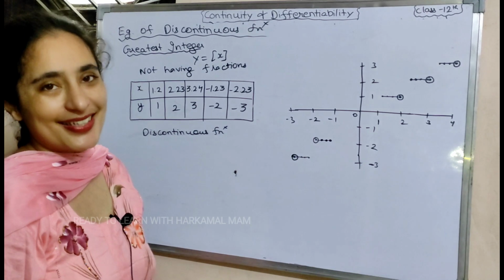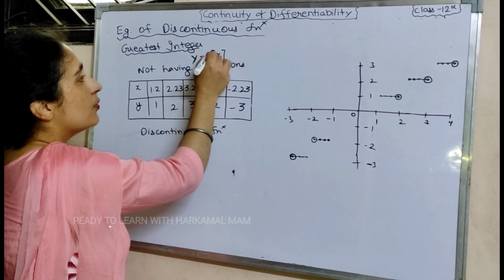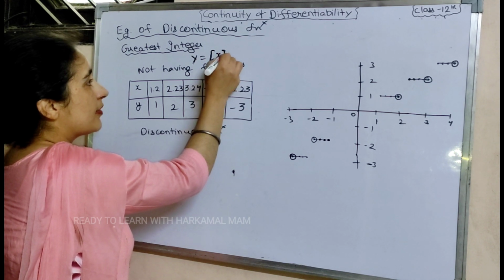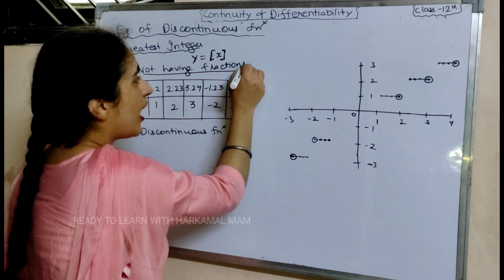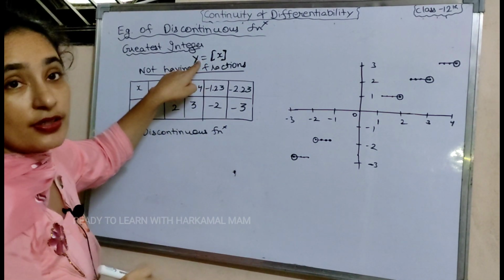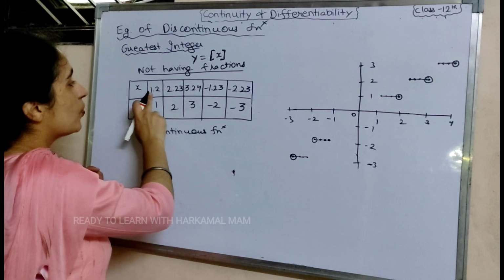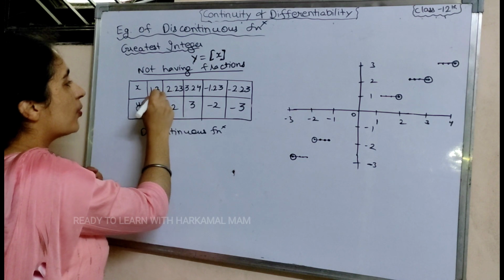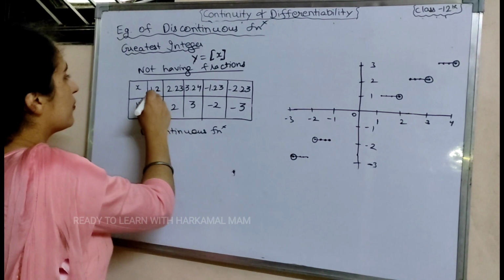So next is our greatest integer function. We take the function y is equal to greatest integer x. It means not having fractions. If we take the value of x, we get the value of y. For example, when we take x is equal to 1.2, 1.23, 1.24, any value in between 1.